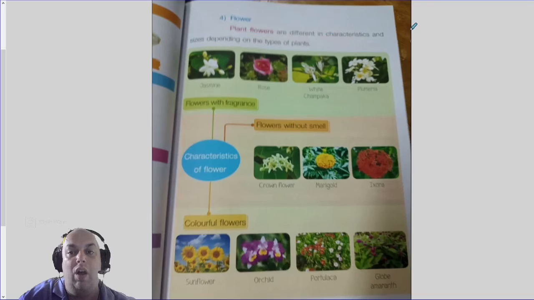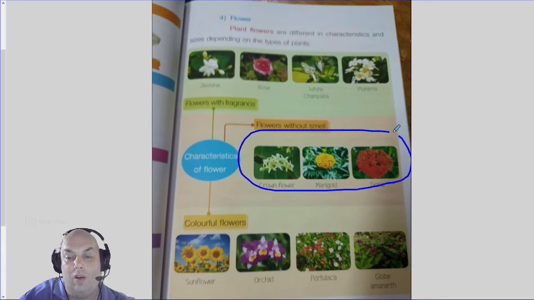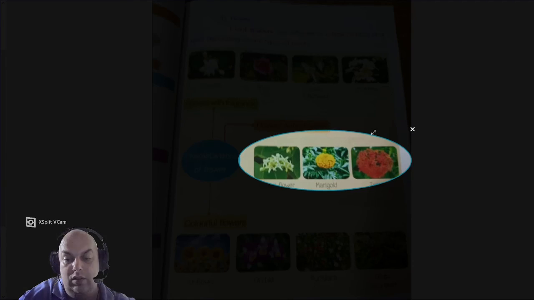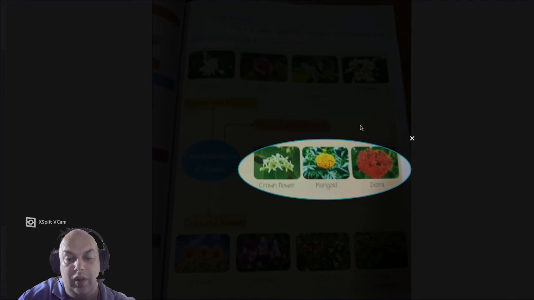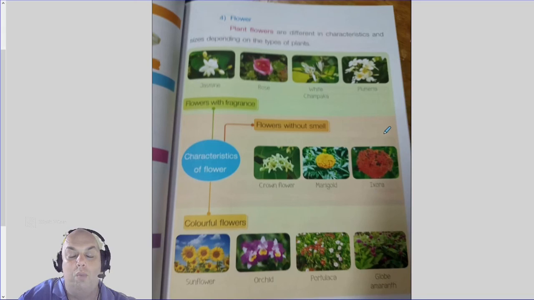But not all flowers have a smell. Like for example, these flowers down here are flowers without a smell. So over here we have the crown flower, the marigold, and the ixora. These are examples of flowers that don't have a smell. But smell is not the only characteristic of flowers. Yes, flowers also have many different colors.